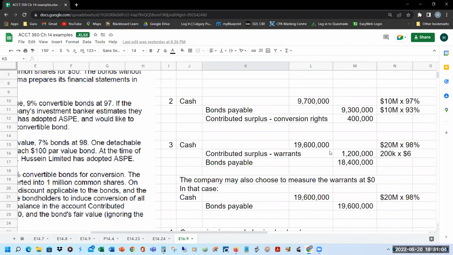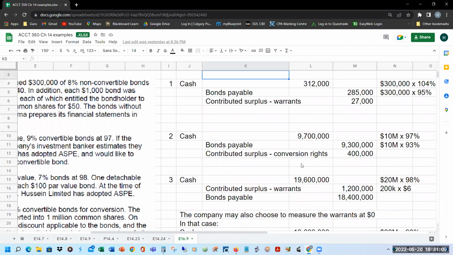And in this case, it's conversion. So in the first case, we had warrants. In the second case, because the bonds come with the right to convert them into common shares, we record contributed surplus, conversion rights. Again, keep in mind, if the bondholders decide to actually exercise this option, the company will need to issue new common shares. So the amount that we earmarked is recorded as part of shareholders' equity for that reason.